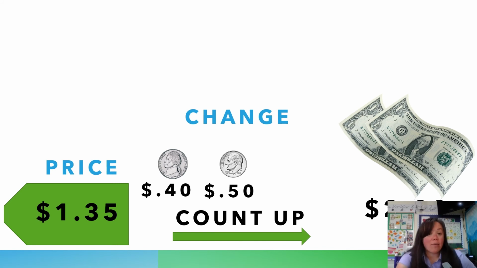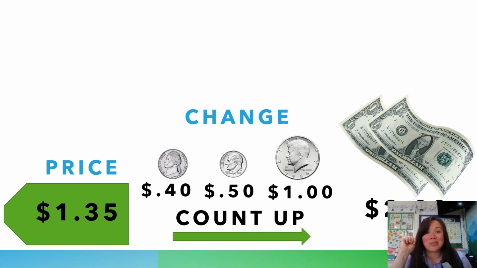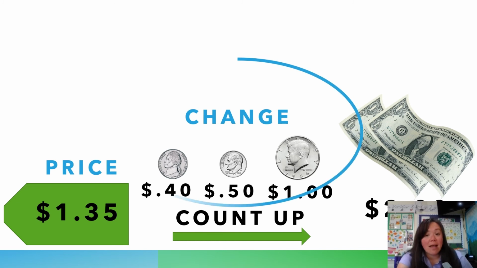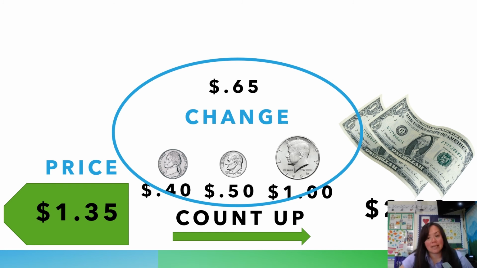And then now we're at 50 cents. We have that magic coin that can bring us back up to $2. There it is. So now we're at $2. If I count this up, 50 cents for the $0.50, 10 more with the dime, that's 50 plus 10, that's 60. And then 5 with my nickel, 65 cents is my change.